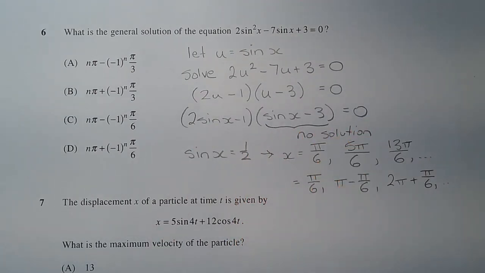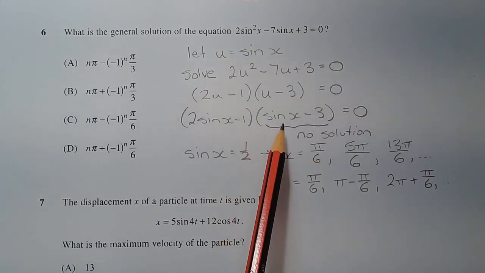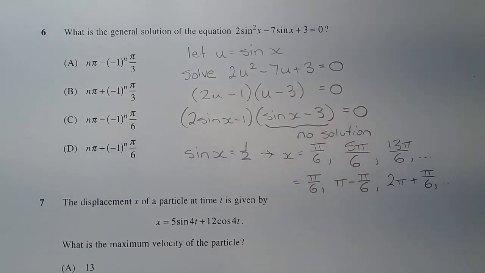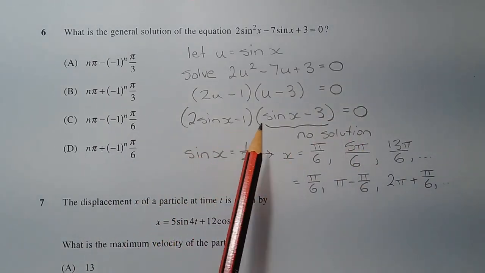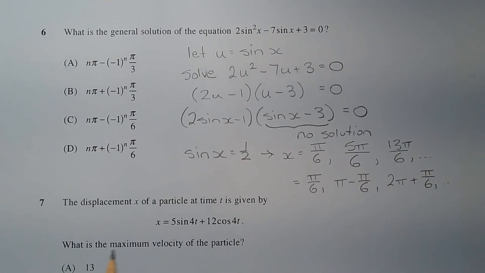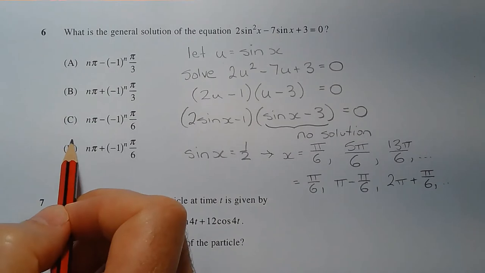in brackets equals 0. Now sine x minus 3 equals 0 has no solution. However, 2 sine x minus 1 equals 0 does have a solution. So sine x is equal to half. Taking the inverse sine of both sides, we have x is equal to pi over 6, 5 pi over 6, 13 pi over 6, and so on, which is equal to pi over 6, pi minus pi over 6, 2 pi plus pi over 6, and so on. And the option that follows that pattern is option D.